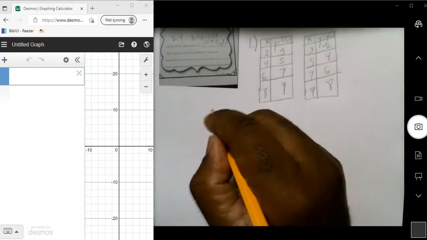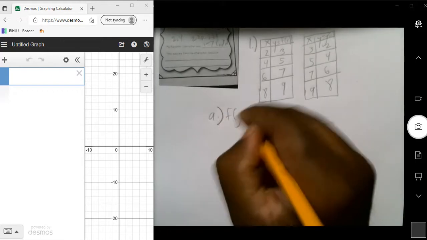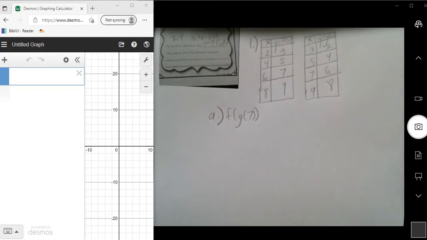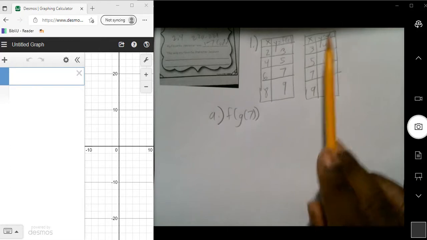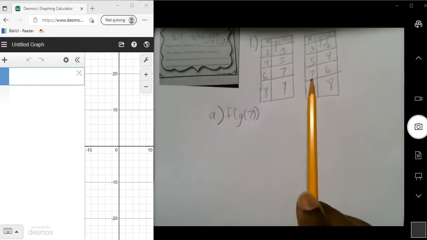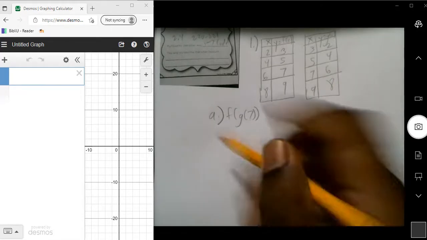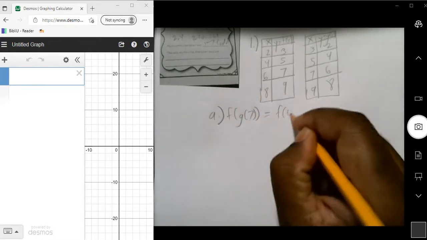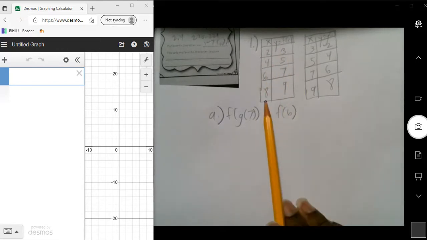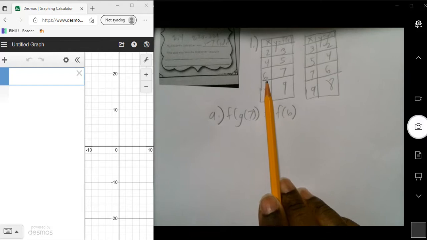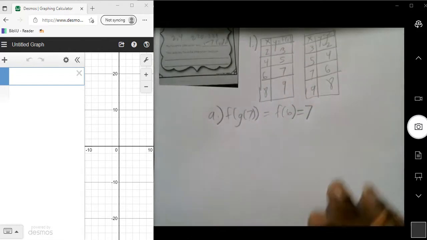Now, so we have 1a. They want us to do f of g of 7. Okay, so first thing we do here, we go to g. This is the g portion here, and we go where x is 7. When x is 7, g of x is equal to 6. So this will end up becoming f of 6. Now we go over to the f portion. We look at the x value when x is 6, and then that 7 is our final answer. So our final answer here is 7.